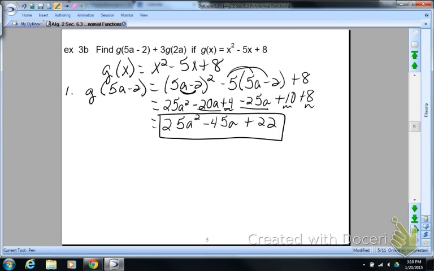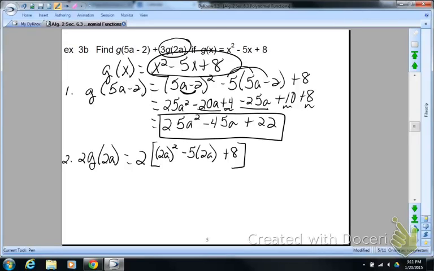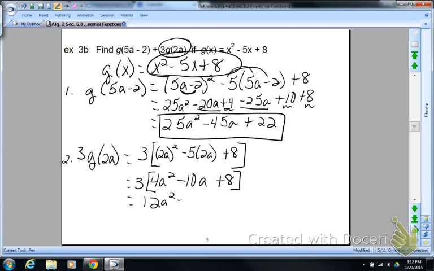Now we're going to do the second part. We're going to do 3 times the function. Okay, now I'm going to work inside the bracket. So that's 4a squared minus 10a plus 8. Now I distribute and get 12a squared minus 30a plus 24. I'm going to go ahead and box that.